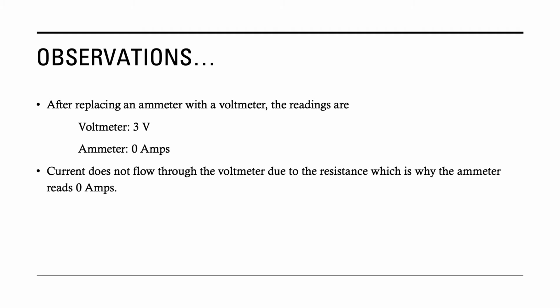After replacing an ammeter with a voltmeter, the readings were 3 volts for the voltmeter and 0 amps for the ammeter. Those values are explained by the fact that current does not flow through the voltmeter due to its resistance, which is why the ammeter reads 0 amps.